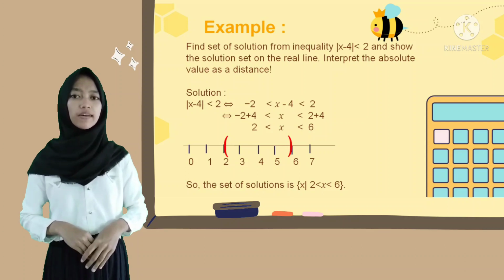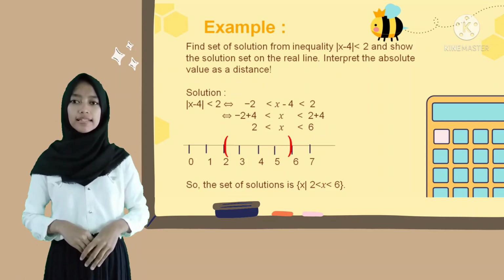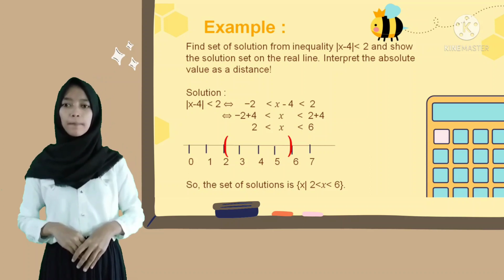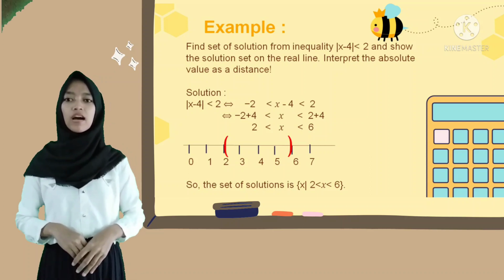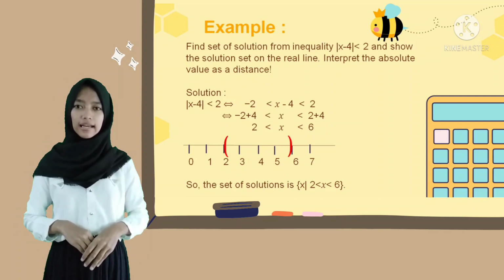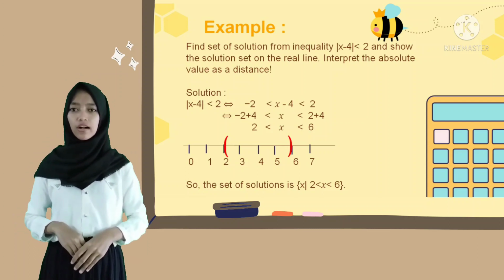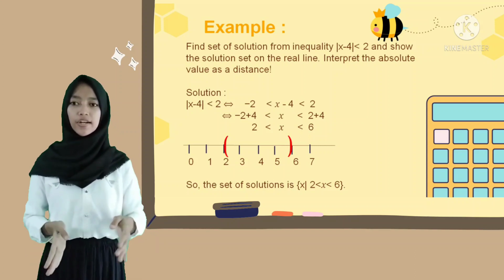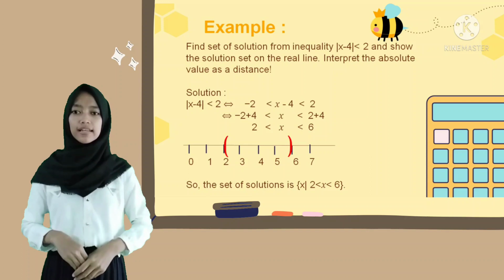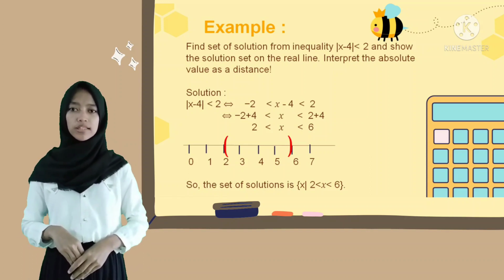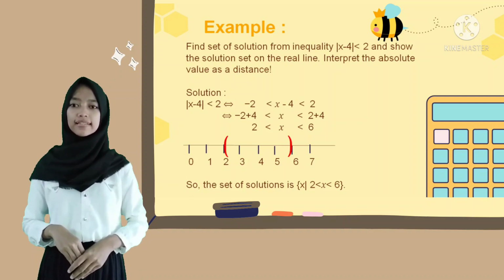Absolute value of x minus 4 is less than 2, then minus 2 is less than x minus 4 is less than 2. After that, minus 2 plus 4 is less than x is less than 2 plus 4, so that 2 is less than x is less than 6. The graph is shown in the picture. So the solution set is x with 2 less than x less than 6.